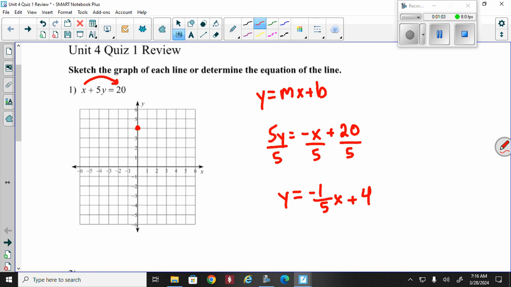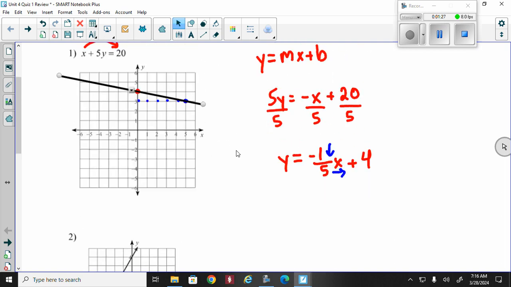And then that slope being negative 5, oh, I'm sorry, negative 1 over 5, means I'm going to go down 1 and then left 5. 1, 2, 3, 4, 5. There we go, right there. And we're going to draw our line. All right, that's how we do it.